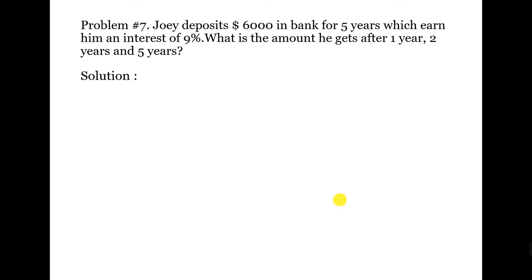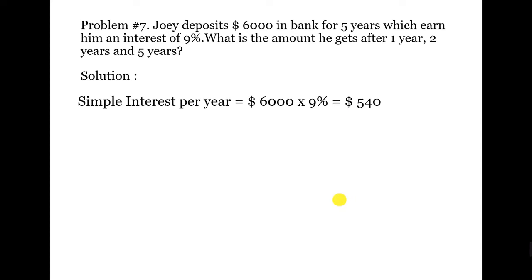Joey deposits $6,000 in bank for 5 years, which earned him an interest of 9%. Now, what is the amount he gets after 1 year, 2 years, and 5 years? In this problem, we will solve first the amount of interest per year. The simple interest per year is equal to $540 from the 9% deposited amount of $6,000.